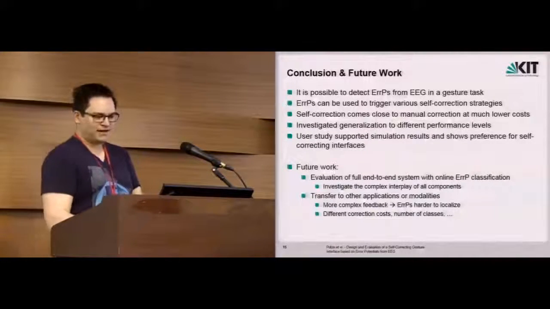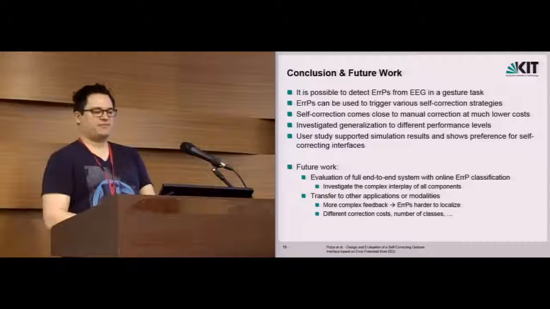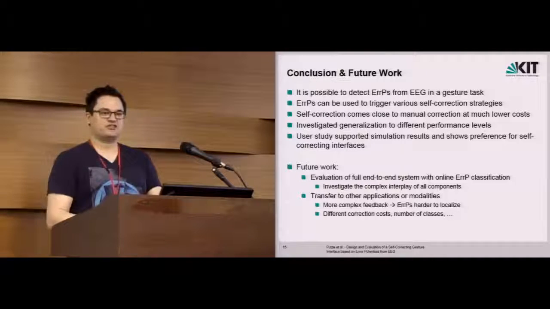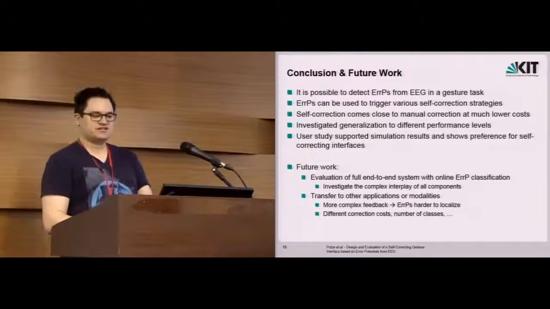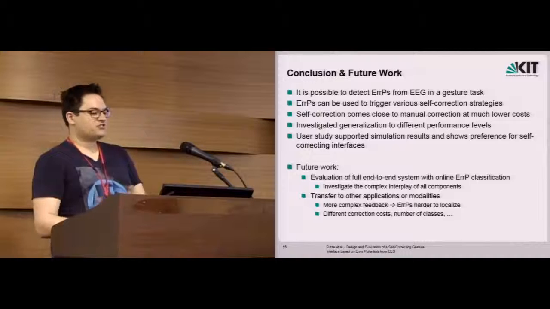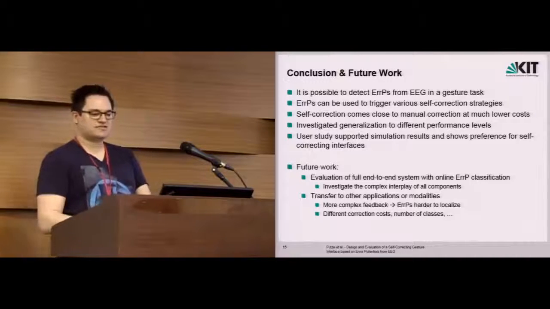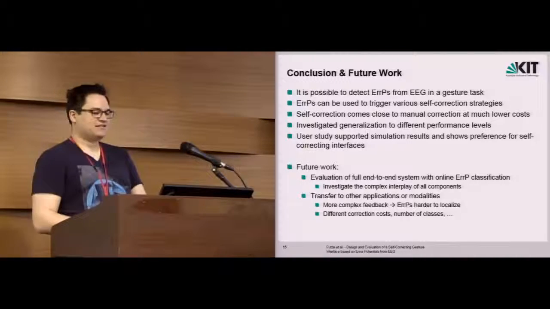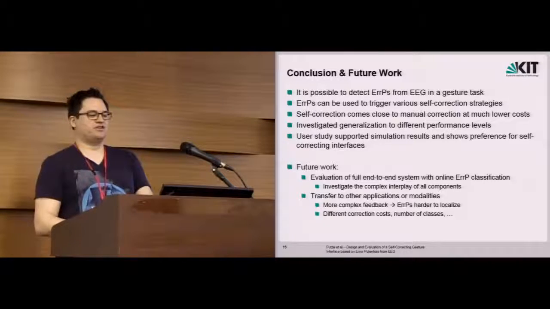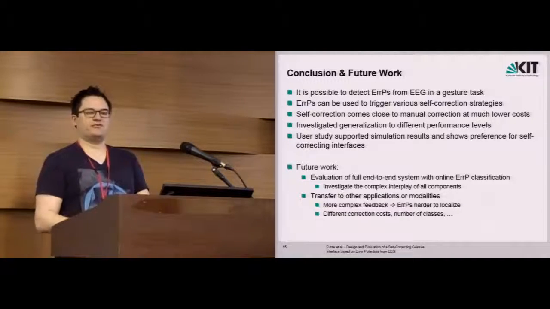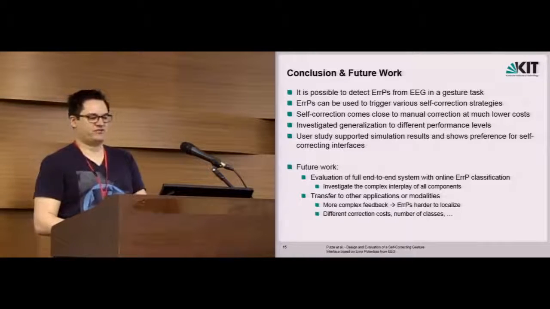To conclude, we showed in this paper that it's possible to detect error potentials from EEG in a gesture task, that the error potentials can be used to trigger various self-correction strategies, that self-correction comes close to manual correction but at much lower costs. We investigated the generalization to different performance levels, and we showed in a user study that supported the simulation results and showed the preference for the self-correction strategies over manual correction.